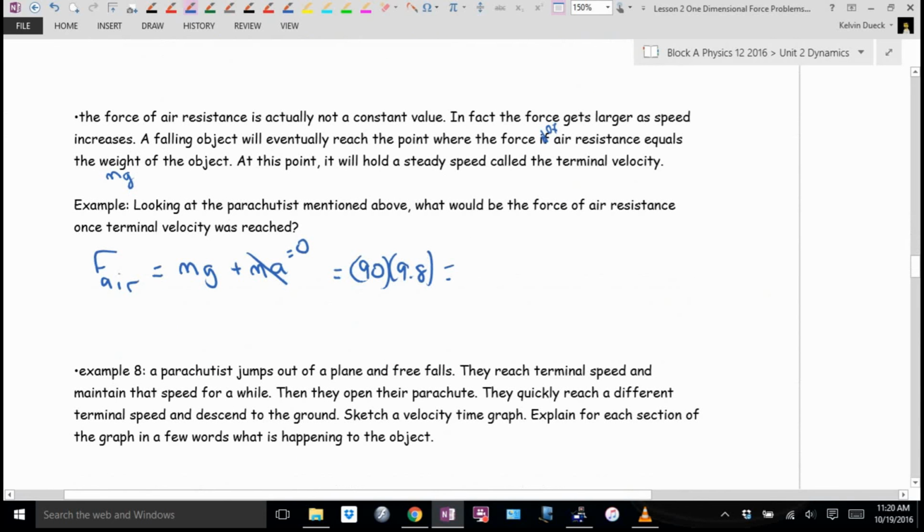I can do that in my head. That's going to be the same as 900 take away 18. 882? Double check me. Is it going to be 900 take away 18, or is it 900 take away 8? No, 900 take away 18. 882, yes?